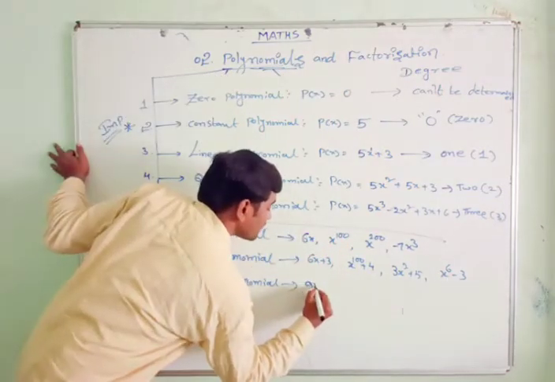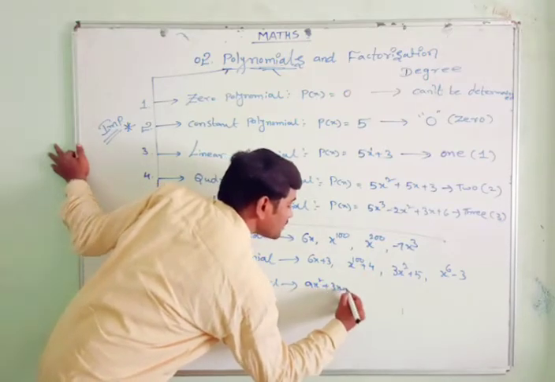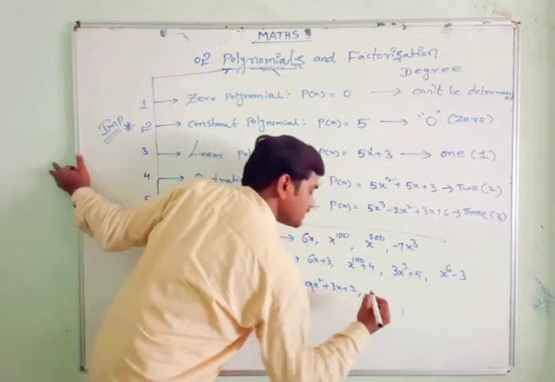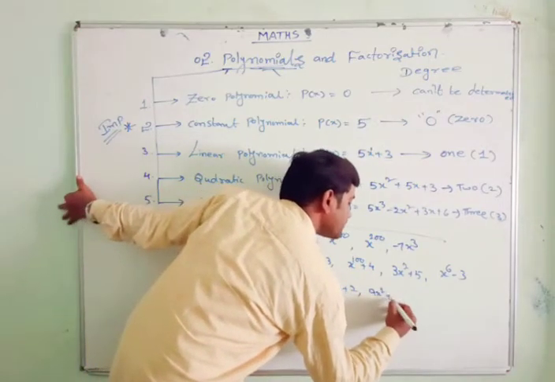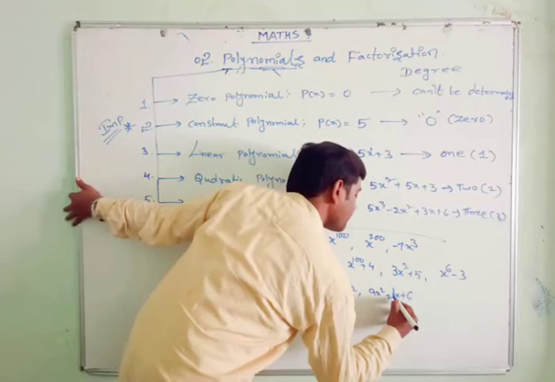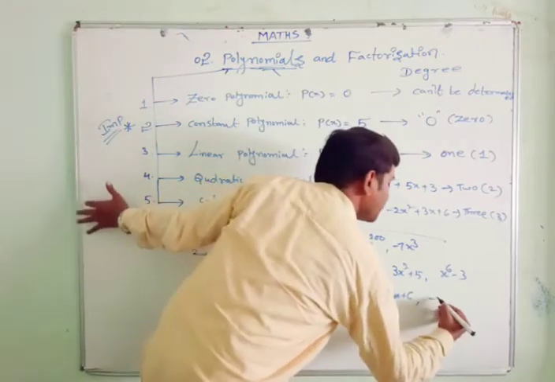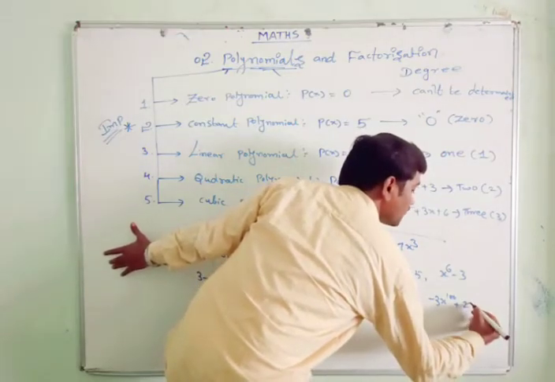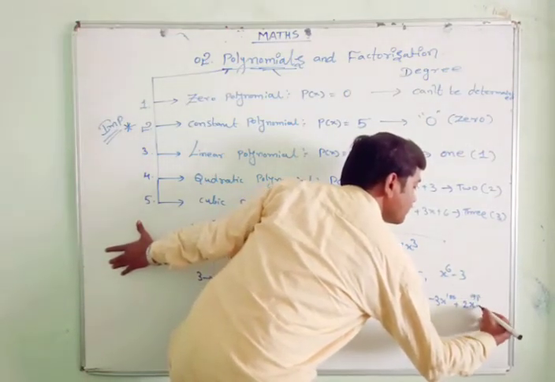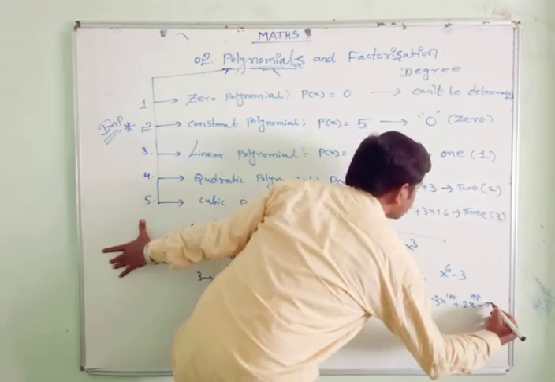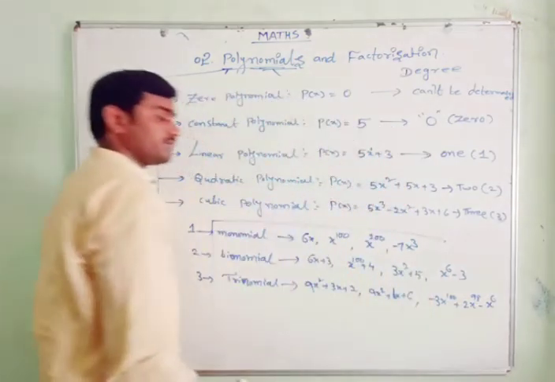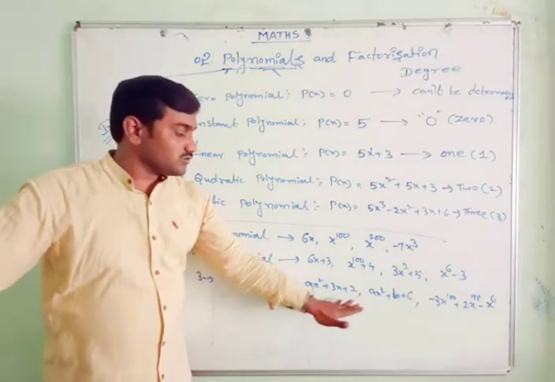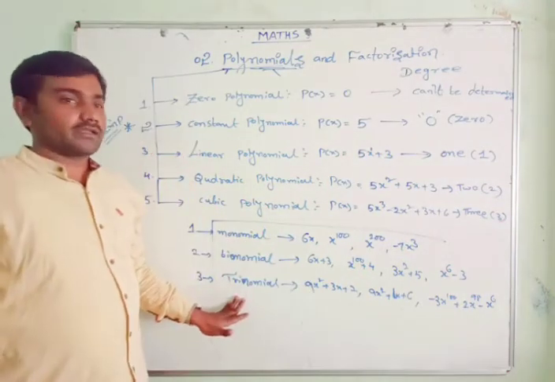Suppose ax square plus 3x plus 2, or 9x square, you can say, or ax square plus bx plus c. Here there are three terms. Minus 3x to the power of 100 plus 2x to the power of 98 minus x to the power of 6, whatever. If an algebraic expression contains only three terms, it is known as a trinomial.